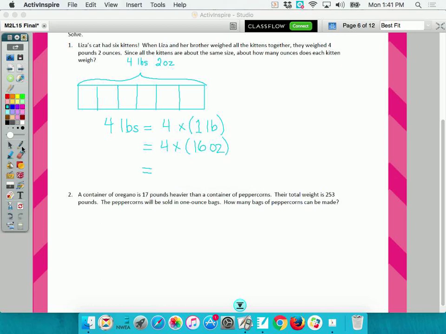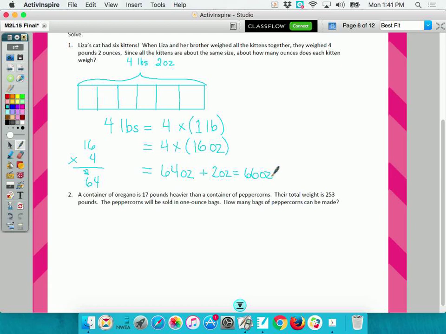So to solve this problem, 4 copies of 16 ounces, is this my best strategy, really? Yes. It is. So what's the answer here? 64. 64 ounces. Now, what do I have to add back in? The 2. The 2 that I took out to make it easier. So 64 plus 2 ounces equals 66.